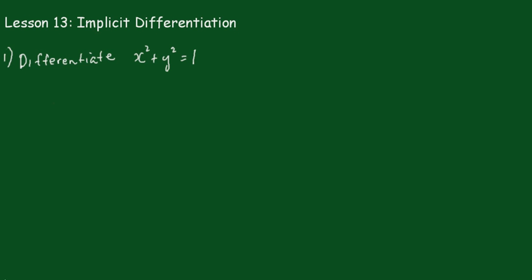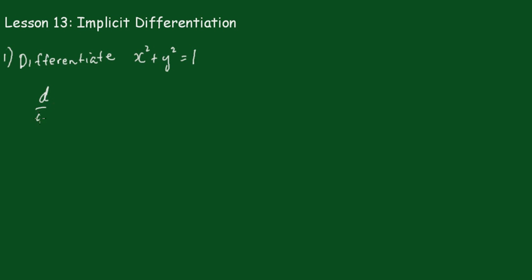Lesson 13, Implicit Differentiation. We're going to differentiate this relation, x squared plus y squared equals 1. In fact, that's the equation of a circle with the center origin and the radius 1. And when we differentiate it, that will find for us slopes of tangents of this circle. So we're going to differentiate with respect to x both sides.